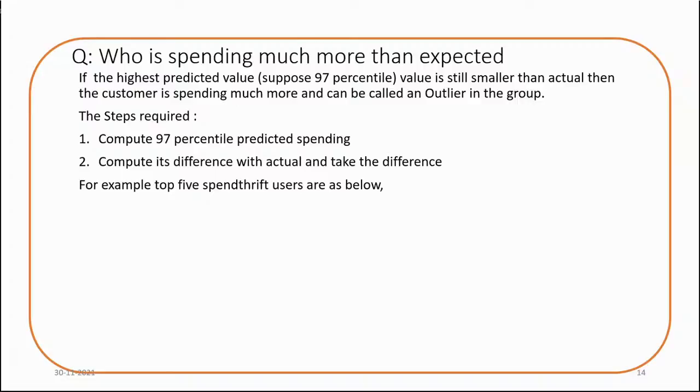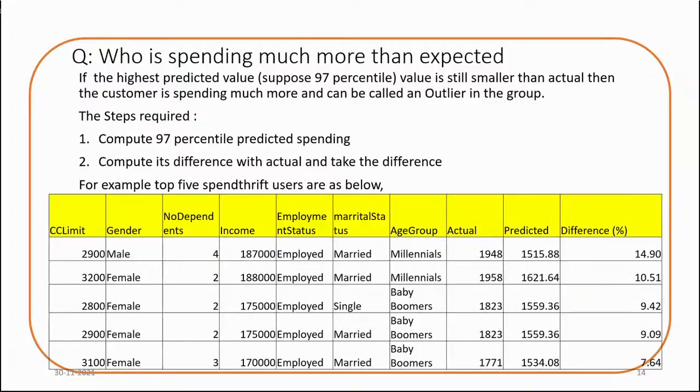So this is a two-way thing, and what we have done is we take a 97 percentile prediction of the maximum they will spend, and we take their actual spend, and we take the difference between actual spend and predicted spend divided by their credit card limit. So actual minus predicted by credit card limit gives us some numbers, and we've taken the 5 out of 9,000 highest spendthrift people. One person has spent more than 14% over their predicted value, and the next person has spent 10% more. These are just simulated numbers, but they are extremely useful numbers.